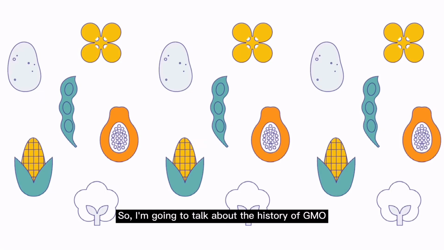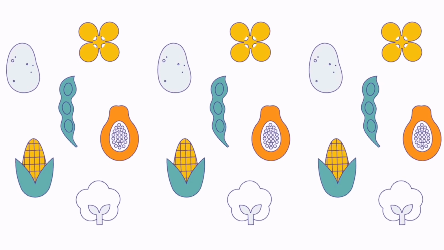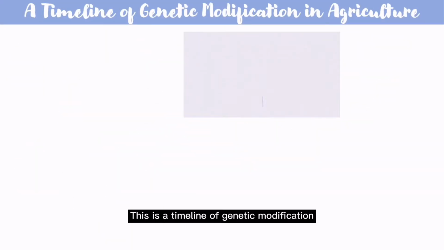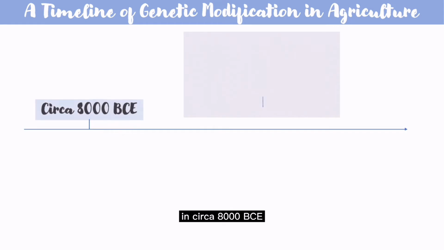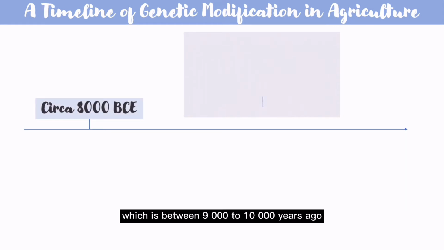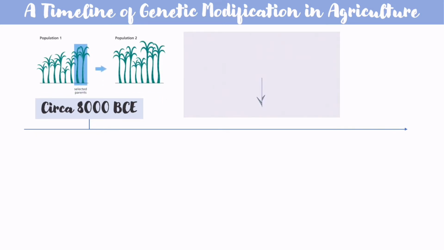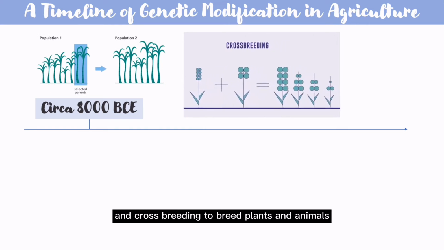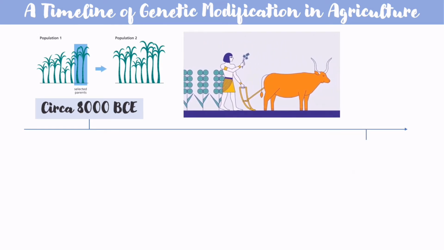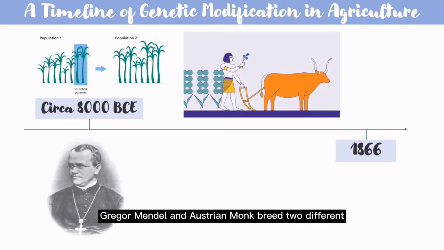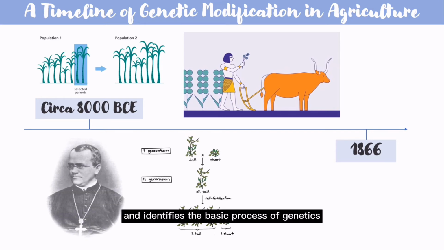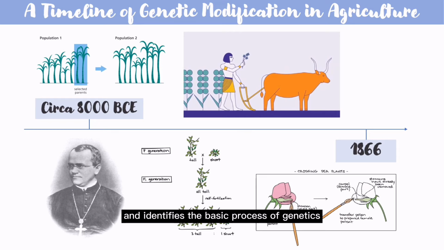So I'm going to talk about the history of GMO. This is a timeline of genetic modification in agriculture. In circa 8000 BCE, which is between 9,000 to 10,000 years ago in northern Mesopotamia, humans used traditional modification methods like selective breeding and crossbreeding to breed plants and animals with the most desirable traits. In 1866, Gregor Mendel, an Austrian monk, bred two different types of peas and identified the basic process of genetics.